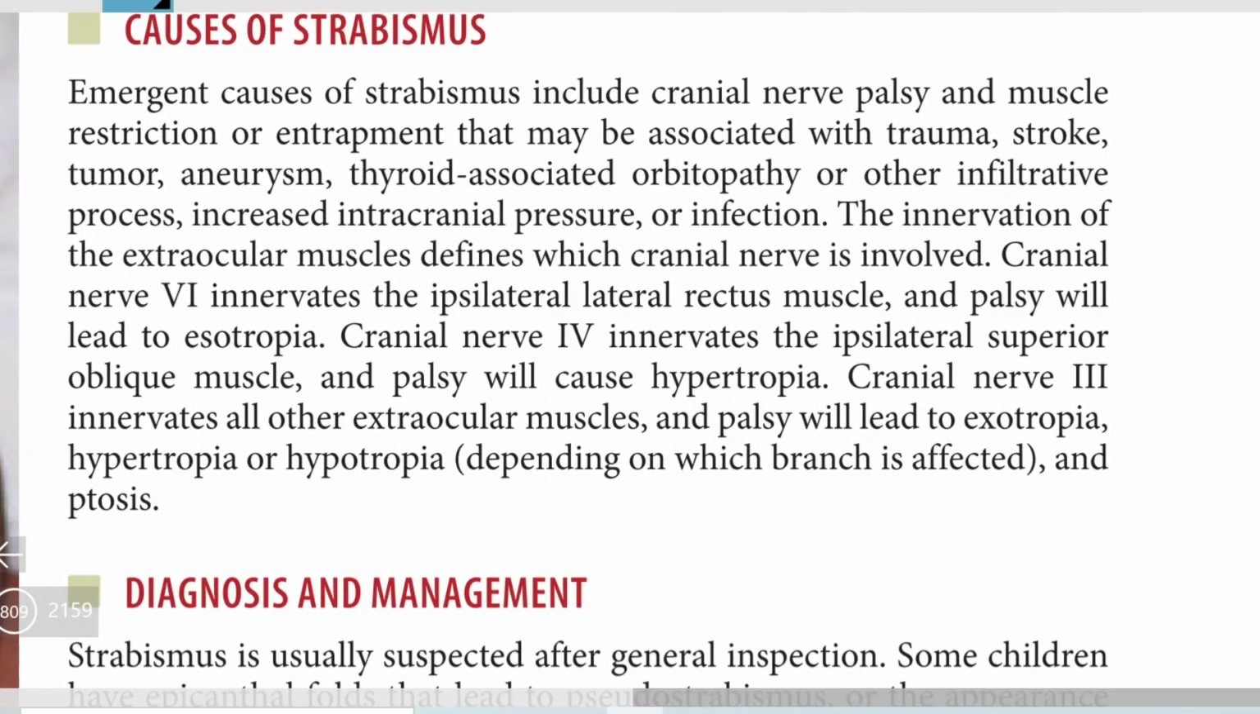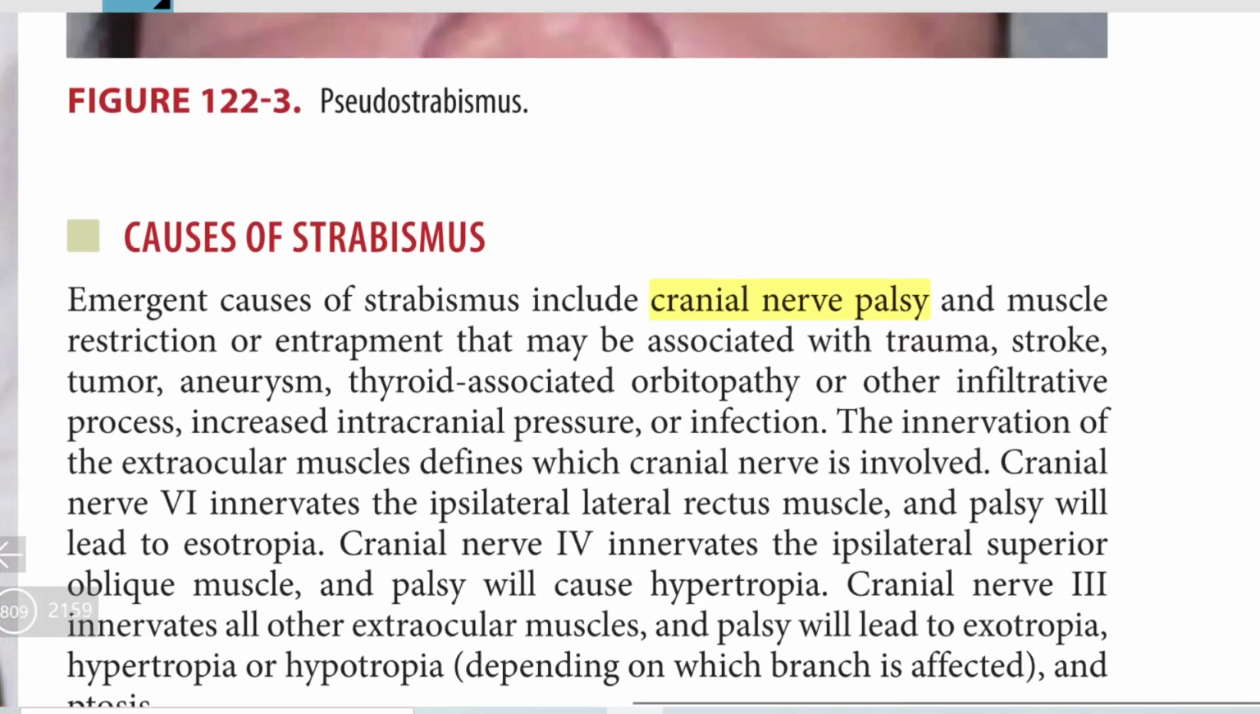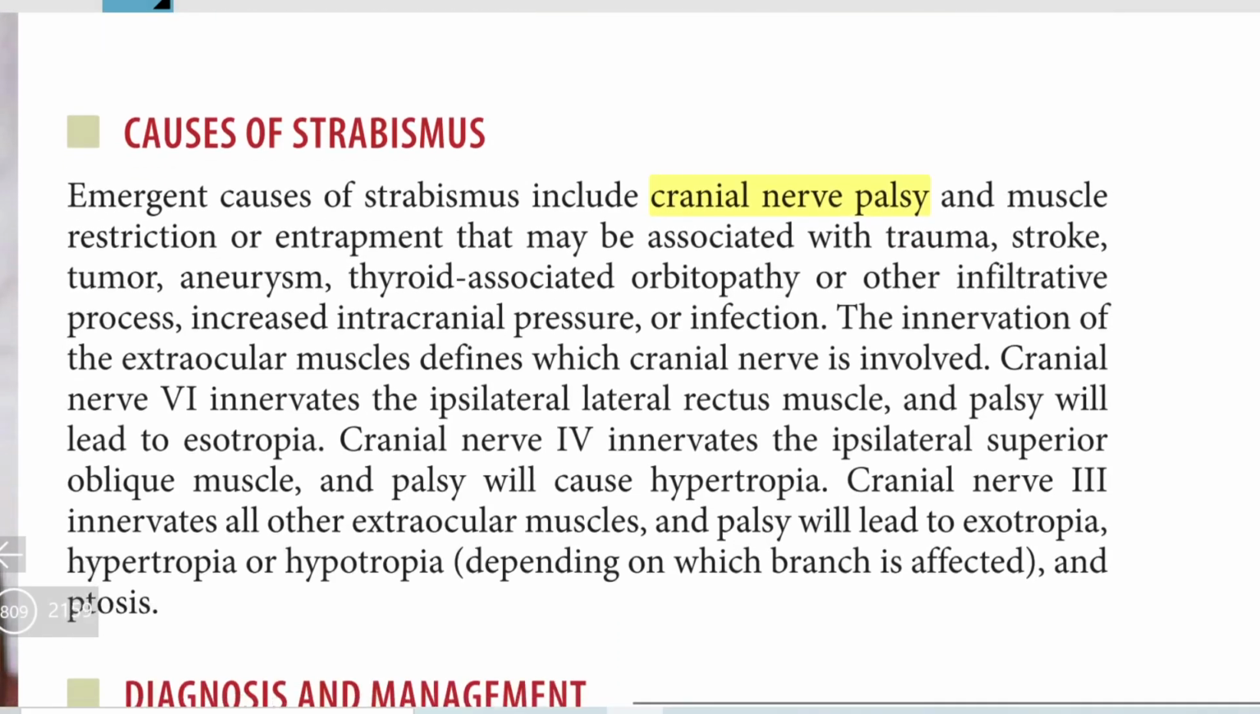So we'll look at the causes of strabismus. The emergent causes of strabismus include cranial nerve palsy during delivery. There might be some fractures or injury, iatrogenic injuries. Because of that, there might be some cranial nerve injuries, or there might be some hematoma formation because of injuries. And also muscle restriction or entrapment that may be associated with trauma, stroke, tumor, aneurysm, thyroid associated ophthalmopathy, or other infiltrative processes. Increased intracranial pressure or infection may also cause strabismus.